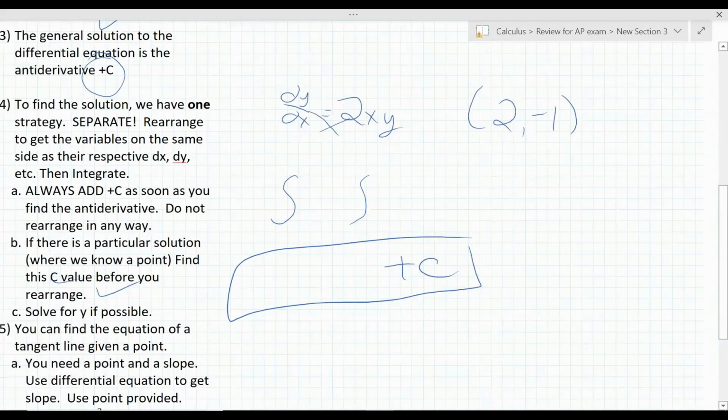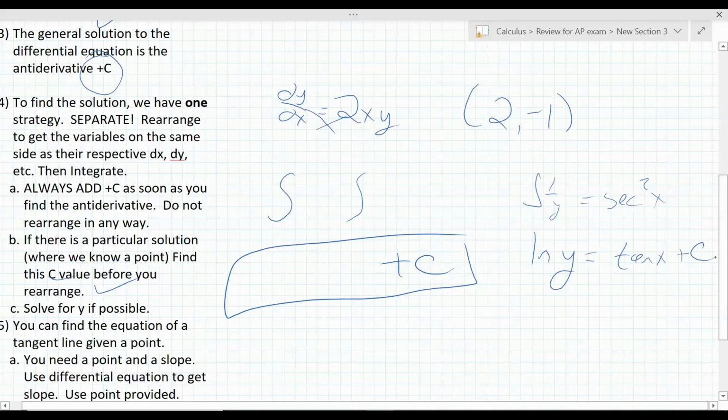Now, on that question in the AP classroom, what was happening is you had something like this, the natural log of y, so we're going to find the antiderivative. You had a 1 over y here. I think there was a secant squared x here, something like that. So you wrote, or should have written, something like that. Now, when I'm solving this for y, this base here is e, and this is what it's equal to. So it ends up being e to the tangent of x plus c.